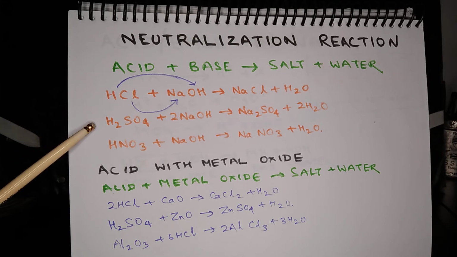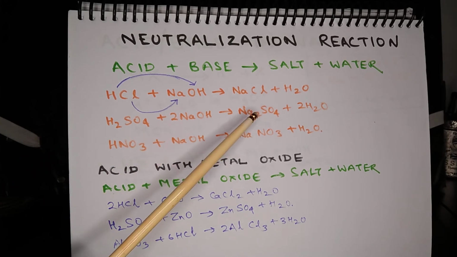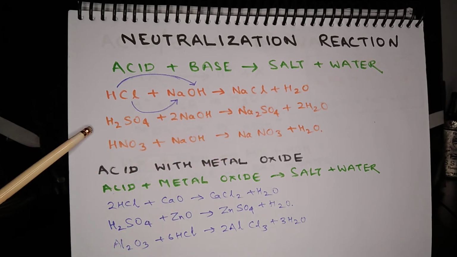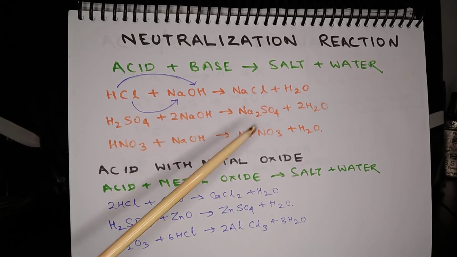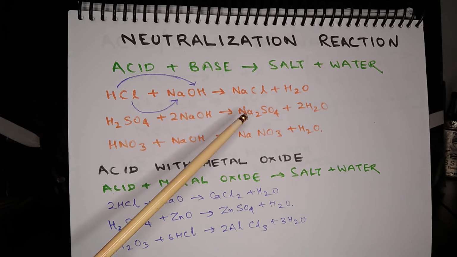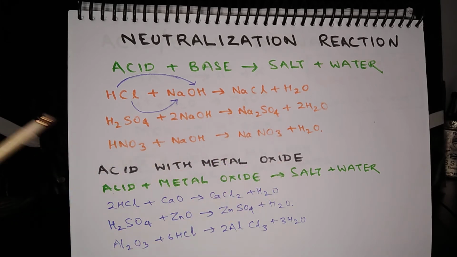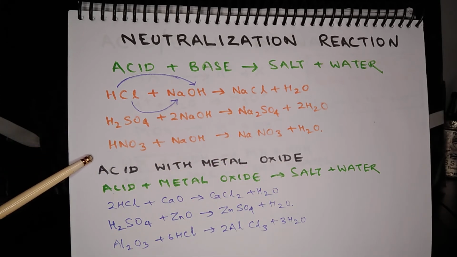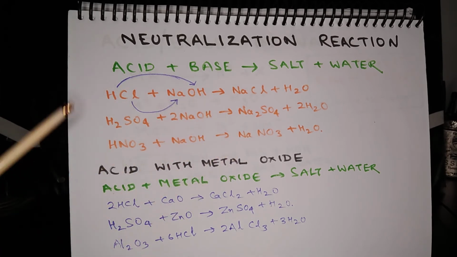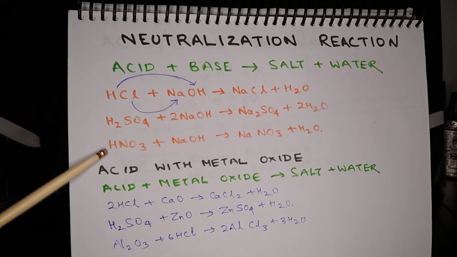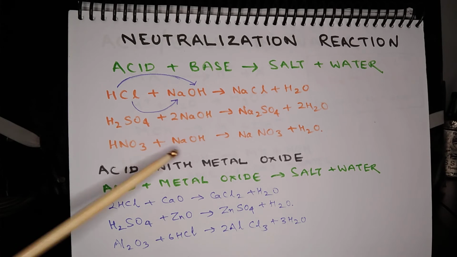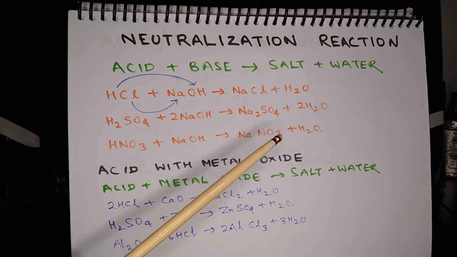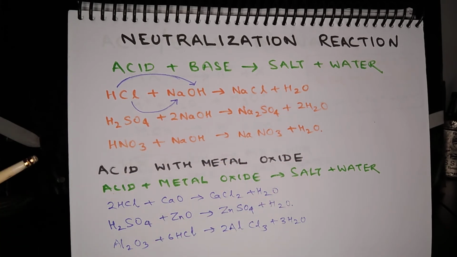Another example is the reaction between sulfuric acid and sodium hydroxide. This gives sodium sulfate. So H2SO4 + 2NaOH = Na2SO4 + 2H2O. Nitric acid reacts with sodium hydroxide to give sodium nitrate. The equation is HNO3 + NaOH = NaNO3 + H2O.